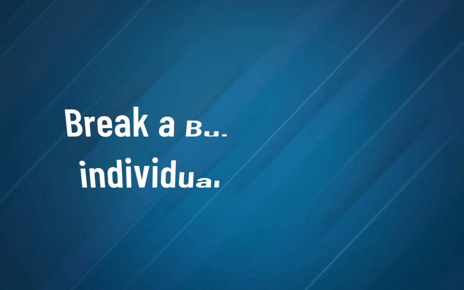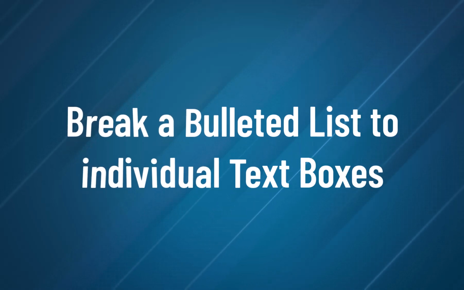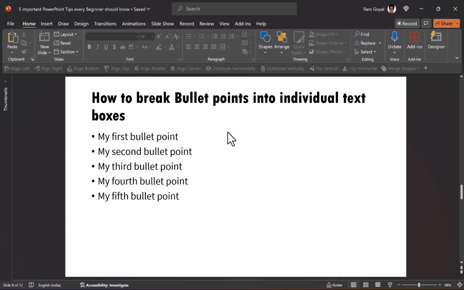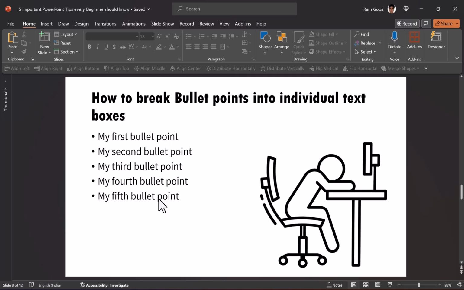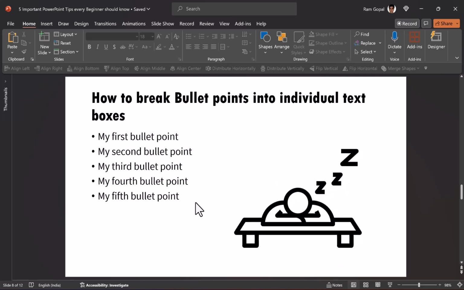The next step is how to break bullet points into individual text boxes. We all know that a drab looking slide like this with a title and a list of bullet points is the most boring thing that you can show to your audience. The moment you show this kind of a slide, your audience will go to sleep.